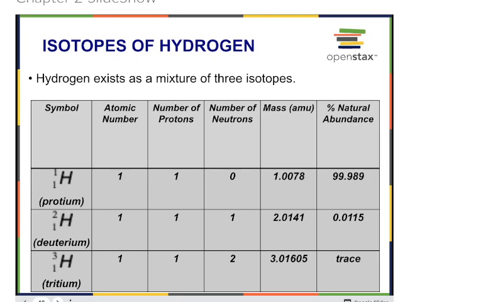Hydrogen, for example, exists as a mixture of 3 isotopes in nature. We have hydrogen with 0 neutrons, hydrogen with 1 neutron, and hydrogen with 2 neutrons. If you notice, the number of their protons does not change, and neither does their atomic number. We can see their mass from these measurements right here. We see their natural abundance on the right-hand side. We will be learning how to calculate natural abundance, which equals the percent of that specific isotope in nature.